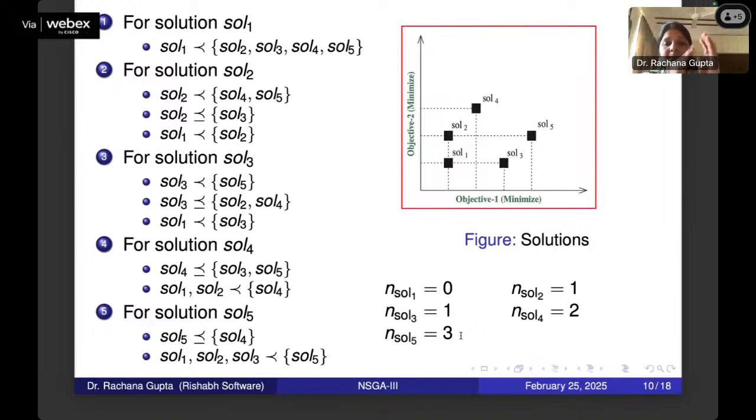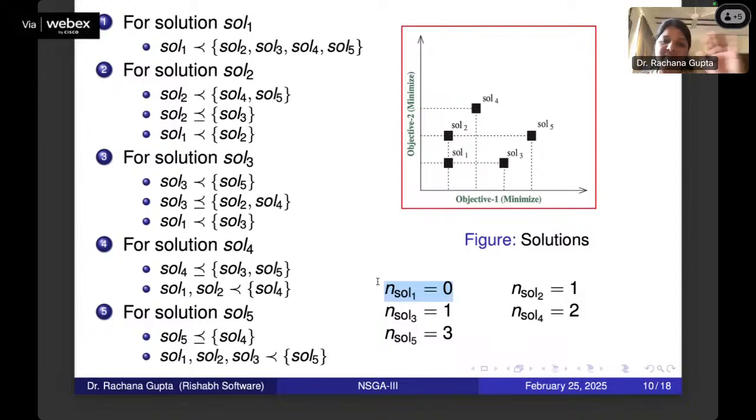Now what we'll do, we will rank these solutions. Rank is nothing but the domination count plus 1. So the rank of solution 1 will be 1. The rank of solution 2 is nothing but a front, like which front this particular solution should move to, or rank, I can say. So solution 1 should have rank 1. Solution 2 should have rank 2, 1 plus 1. Solution 3 should have rank 2. Solution 4 should have rank 3, and solution 5 should have rank 4.